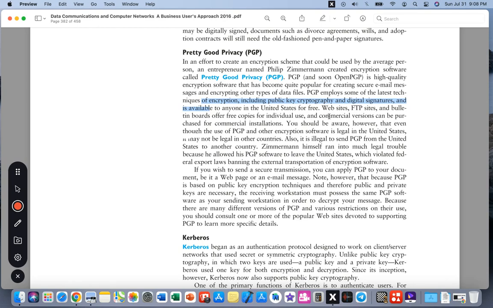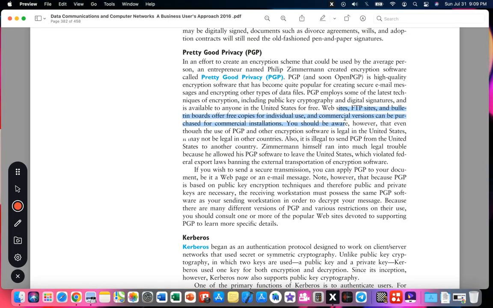Websites, FTP, and bulletin boards offer free copies for individual use, and commercial versions can be purchased for commercial installation.